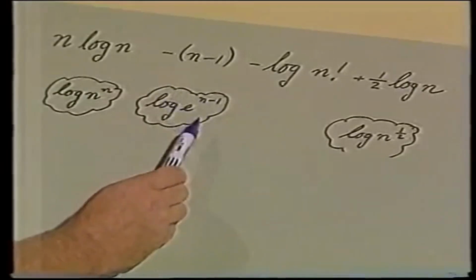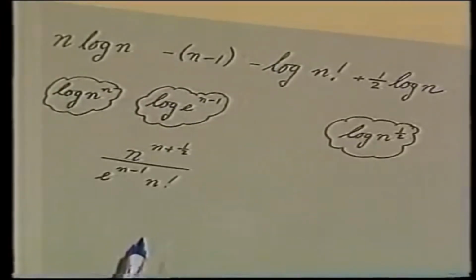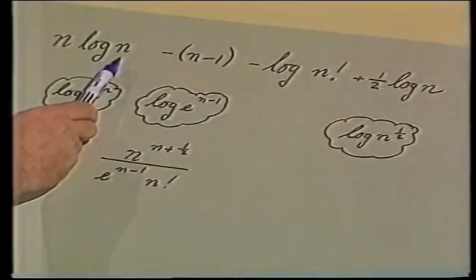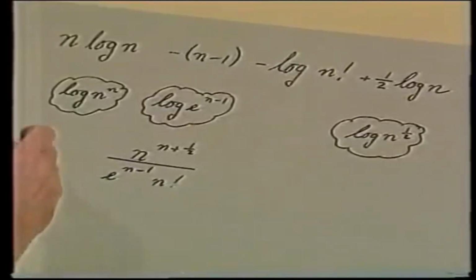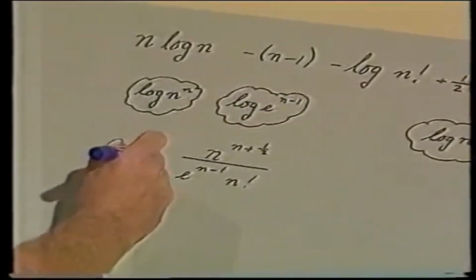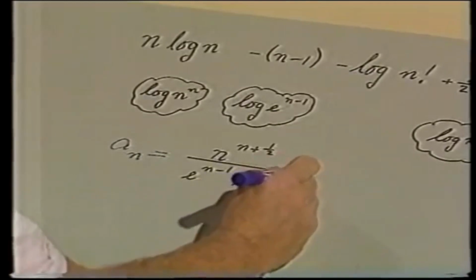So if I exponentiate Cn, I get this ratio. And because this expression Cn tends to a limit, so does its exponential. So this ratio, let's call it An, tends to some number, I'll call it L.